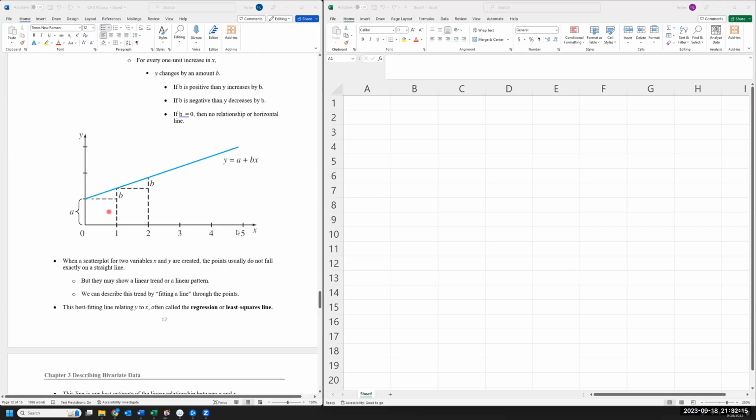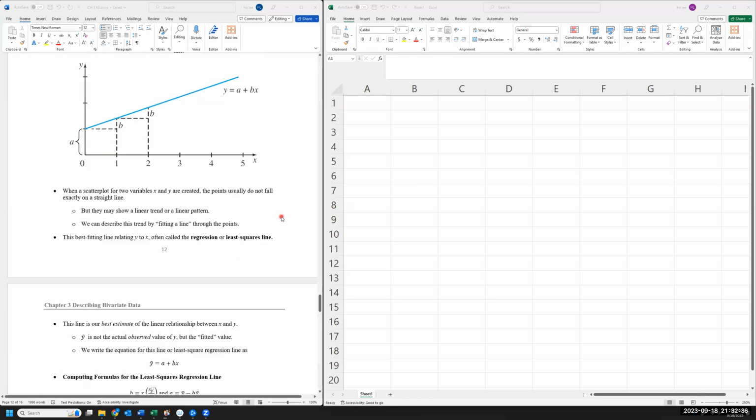Okay, so here's a least square line. I've already kind of explained to you this is A, and for every 1 movement in X, we go up by B. And this right here is the least square line, where this is the formula. All right, let's move on.